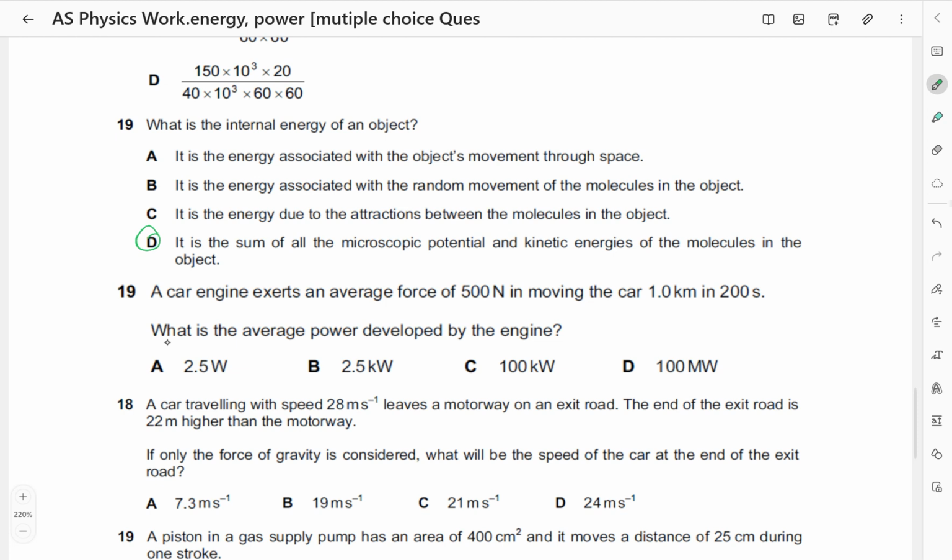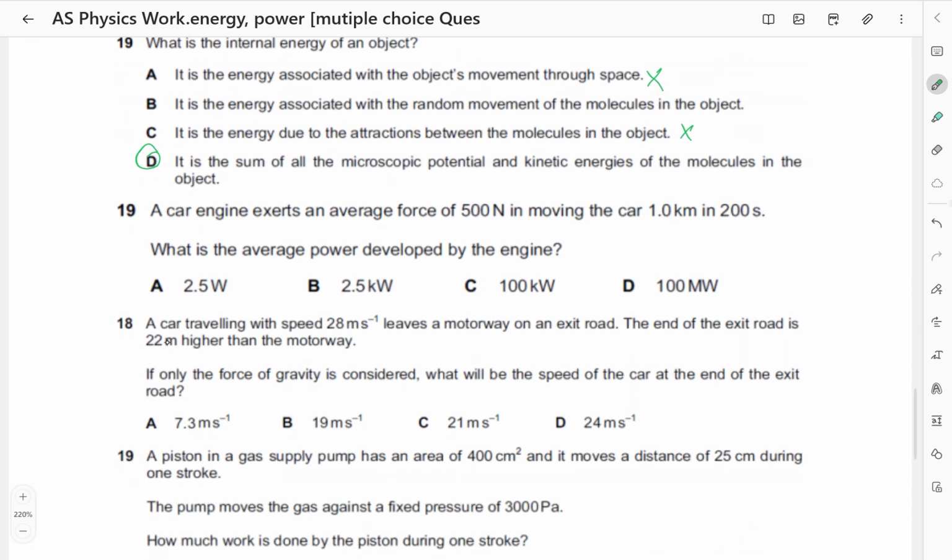It's the sum of all the microscopic potential and kinetic energies of the molecules in the object. Or that is internal energy. Energy associated with the random movement of the molecules in the object. Energy associated with the object's movement through space, that is obviously not making sense. Energy due to attraction, that is not making sense. It is the sum of kinetic and potential energies of all the molecules.